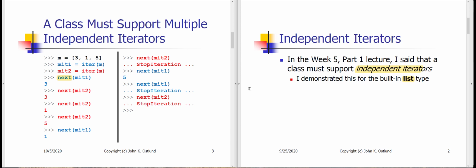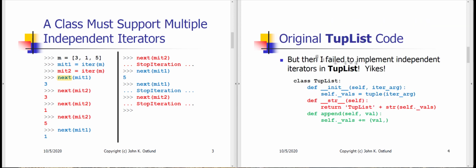Now, having said this, I then did not implement independent iterators for TupList. All right. So that was not so bright.